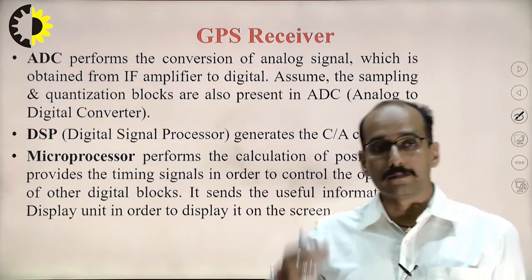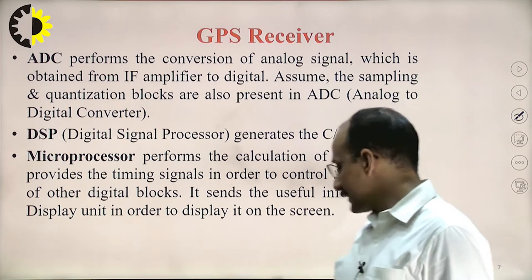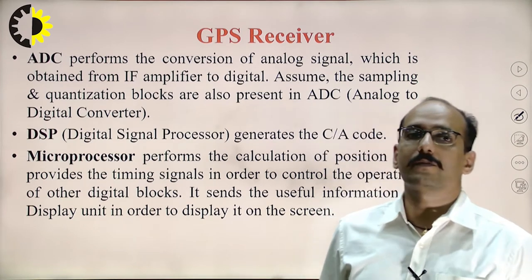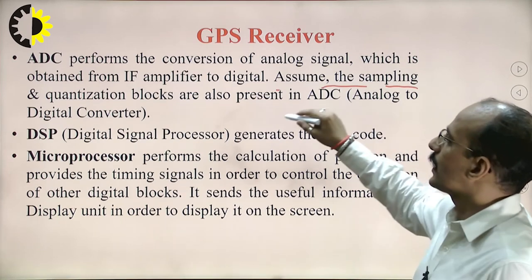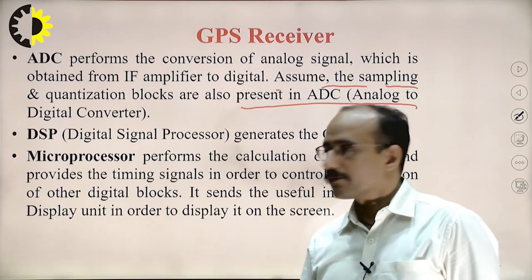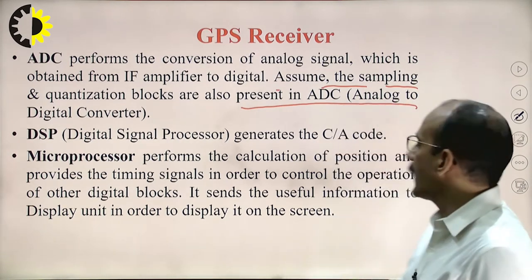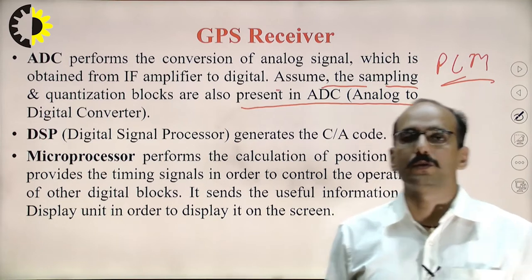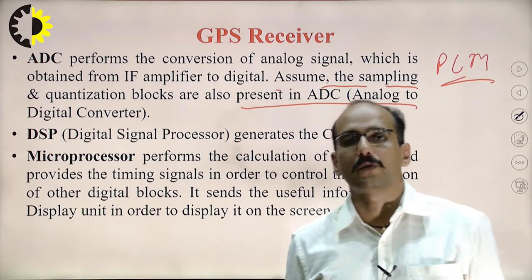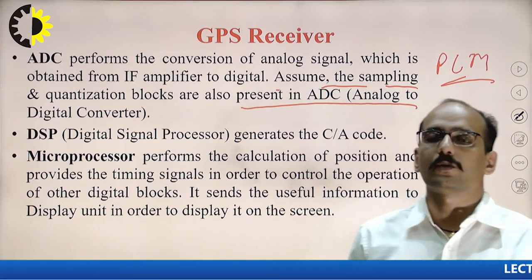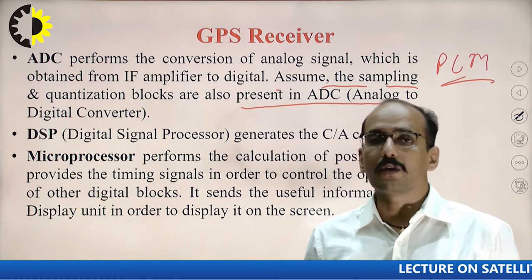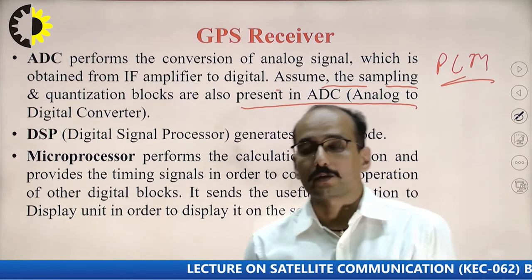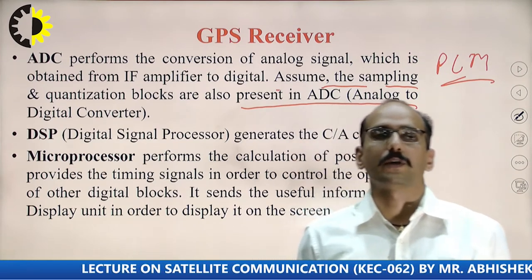Then an intermediate frequency amplifier to amplify this intermediate frequency. Then the ADC. ADC is basically the analog to digital converter that converts the analog signal obtained from the intermediate frequency to digital, and the sampling and quantization blocks are also present in the ADC. When you talk about the ADC part, it is basically a PCM system. In the PCM system, you use pulse code modulation, in which you first perform sampling. After sampling, you perform quantization, in which you round off the sample value as per the given levels of the signal, and that gives you the quantized output, which is then encoded in digital form.